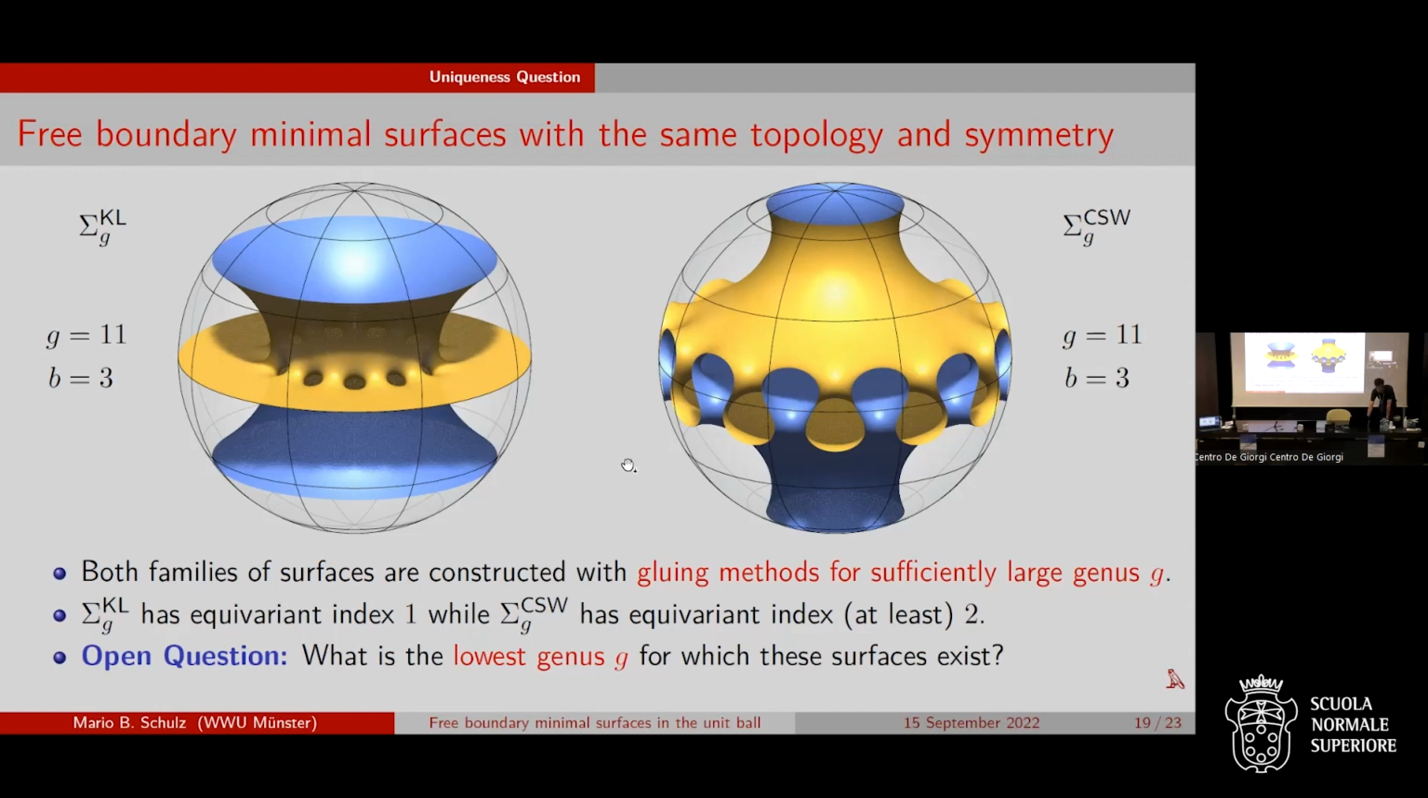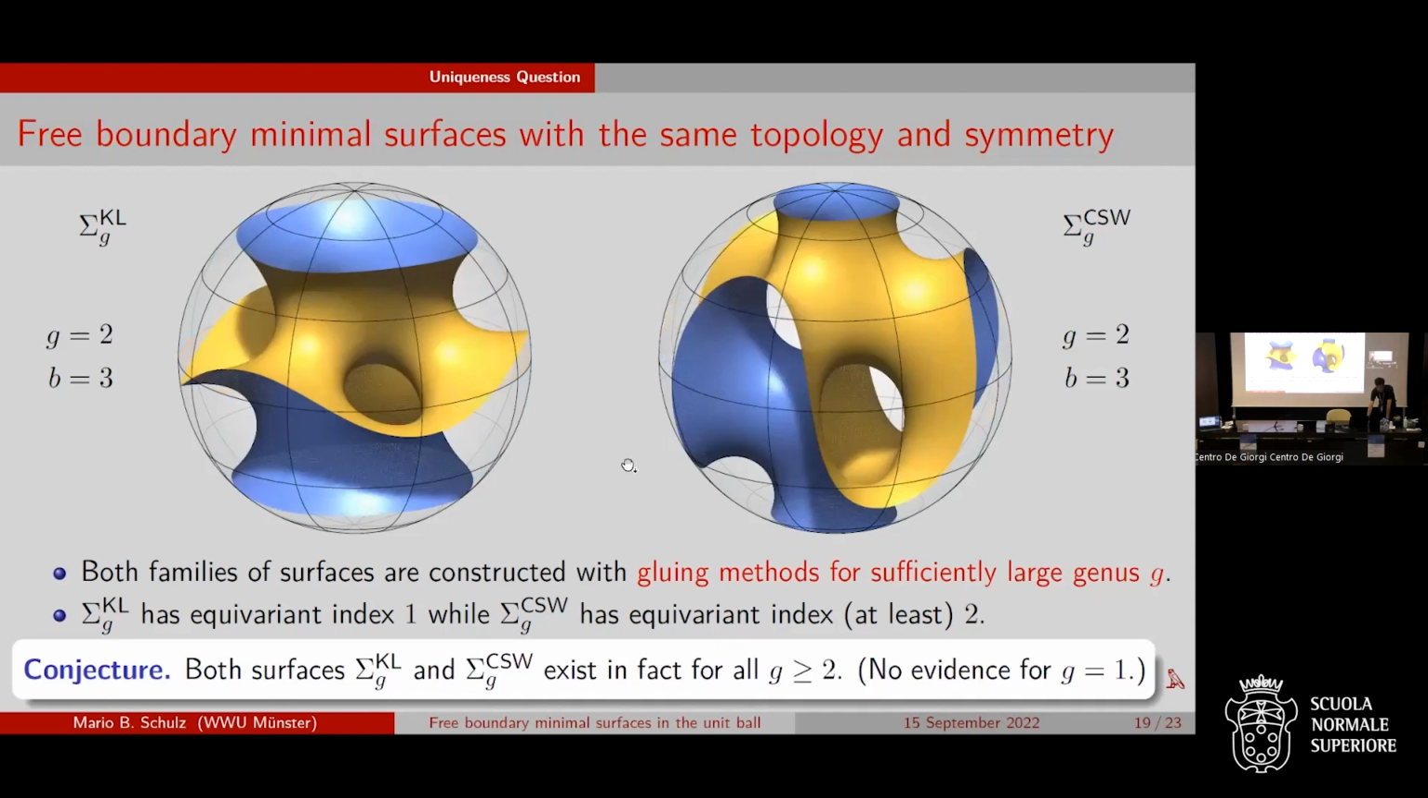And somehow, probably, conjecturally, both families of surfaces exist all the way down to genus 2. I have some small models showing that. That's another pair. Want to have a look here?